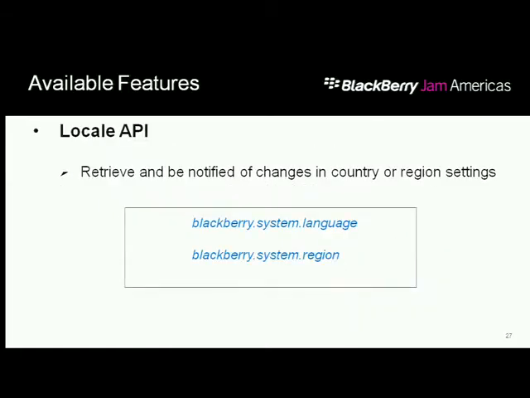And here's another cool feature. Actually, this is the most useful feature in the BlackBerry WebWorks platform for localizing. This is the locale API. You can use this API to retrieve the language setting from the device, and also be notified when the language changes. The BlackBerry.system.language simply gives you the language setting from the device. And the BlackBerry.system.region will give you the region setting from the device. So you can use this to find out which locale the device is set to.